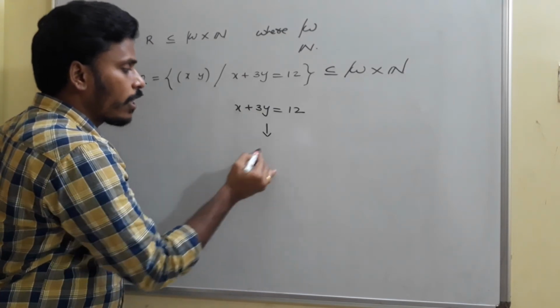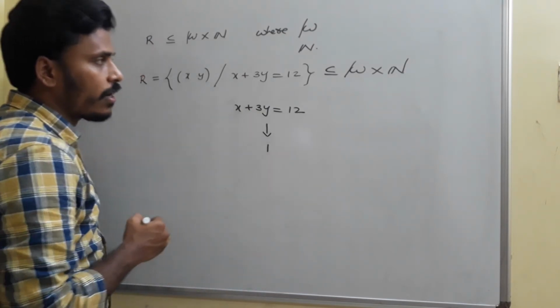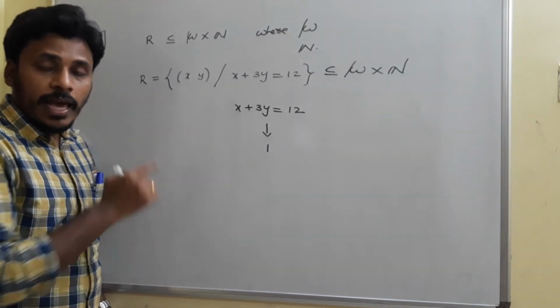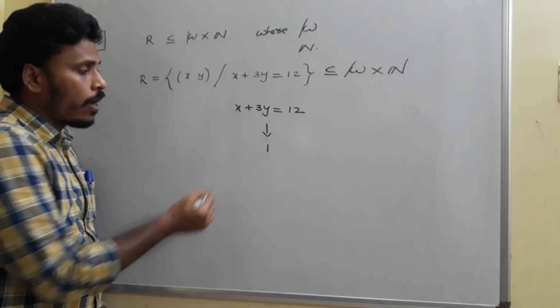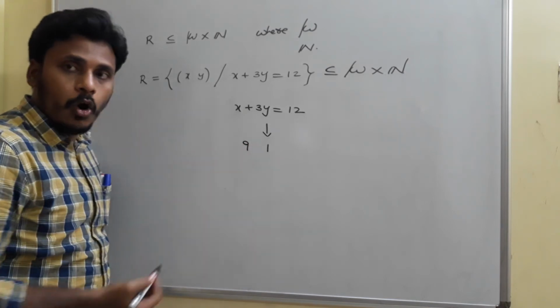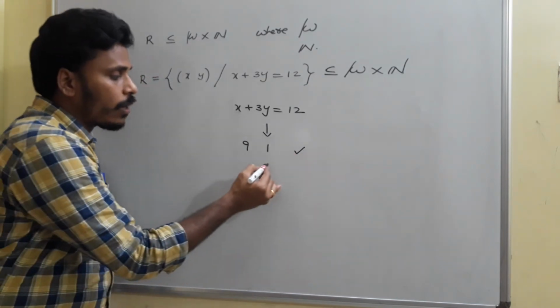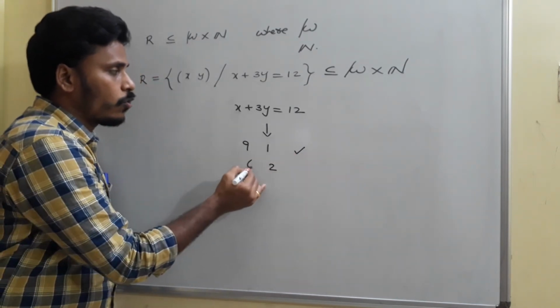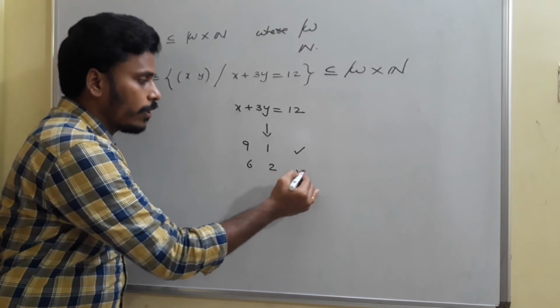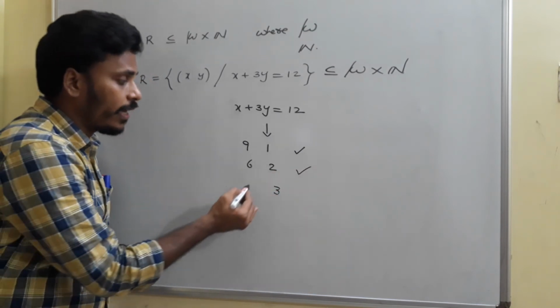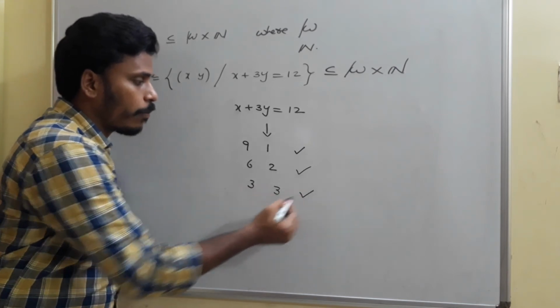So suppose I take y is equal to 1, the starting natural number. If y is equal to 1, what can we say about x? x plus 3 is equal to 12 and x is equal to 9. Okay. So x is 9, y is 1 is one possibility. If I take y is equal to 2, x is equal to 6 is another possibility. If y is equal to 3, x is what? 12 minus 9 which is 3 is another possibility.